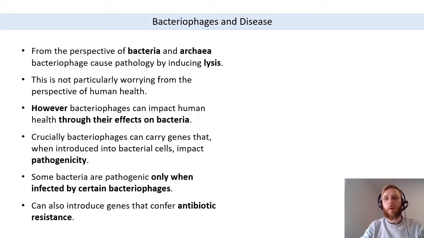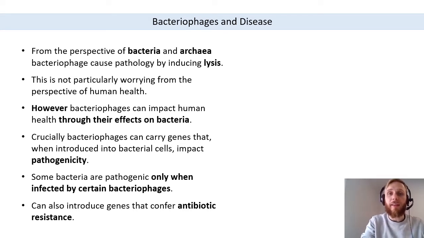Okay, so when we're thinking about bacteriophages and disease, we can think about this as really being a multi-layered question, isn't it? Because we can think about bacteriophages and disease from two perspectives. We can think about the disease caused in the bacteria that is infected, but also we want to think about the disease caused in the human host, which is why we care about all this really. We're not particularly concerned with diseases in bacteria, are we? But if we are concerned with diseases in bacteria, we'd say that the primary way in which these bacteriophages can cause disease is the lysis, right?